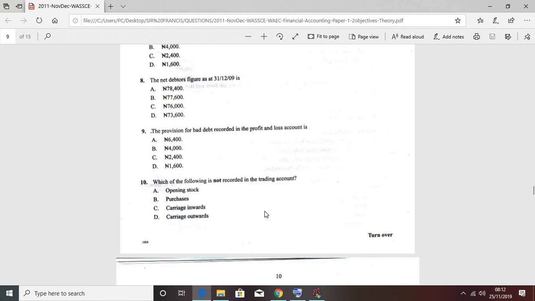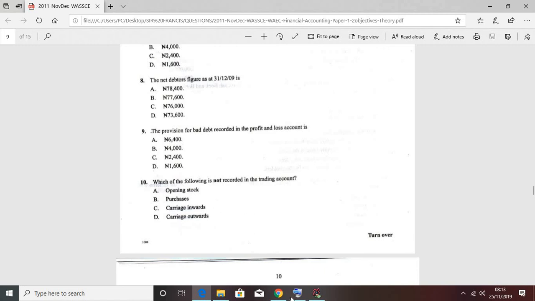Okay, the trading account only ascertains the gross profit, and for you to get the net profit for the period, you have to add the profit and loss aspect to it. So that's where we will bring in the expenses. So the carriage outward does not form part of the trading account. Opening stock is part, because it is the goods that we couldn't sell in the previous accounting year. It has been brought forward in the current year. So it will form part of the cost of goods sold. Purchases is also part of the cost of goods sold. Carriage inward is also part of the cost of goods sold, because when you buy goods, the cost that you incur, you have to add it to know your actual purchases or the cost of goods bought for the period.